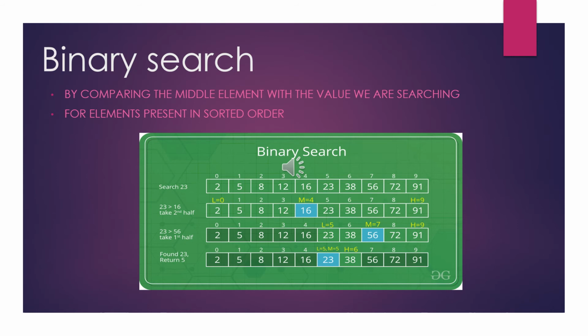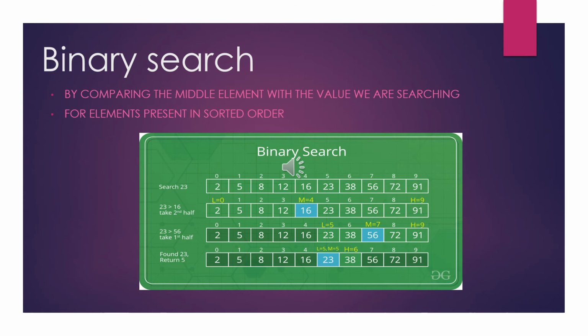Again we will find the mid the same way, which comes out to be 7. Now at that place the value stored is 56. Now 23 has to be less than 56, so it cannot be present at the right side of 56. So again we have to look in the left side of 56. So high will become mid minus 1.